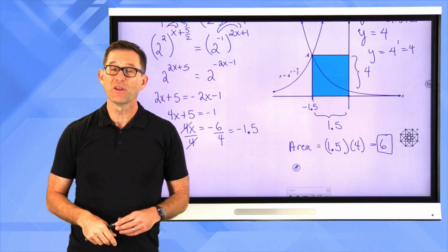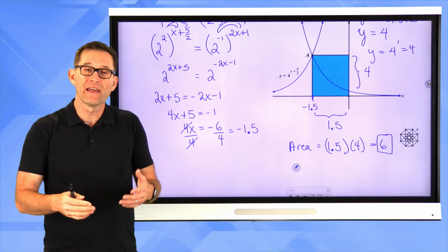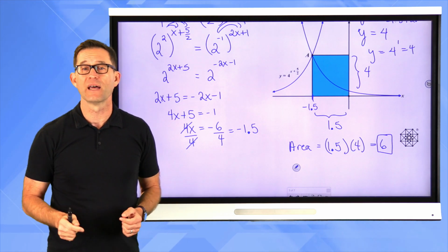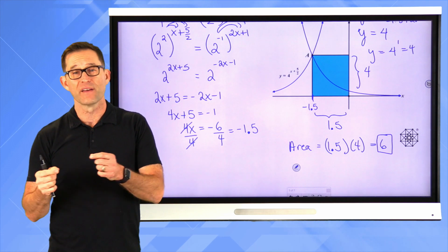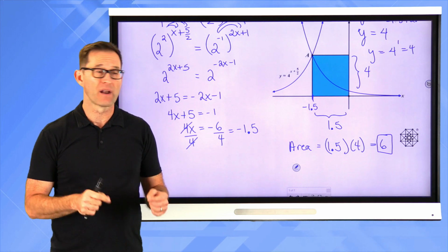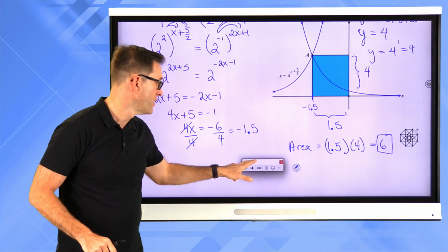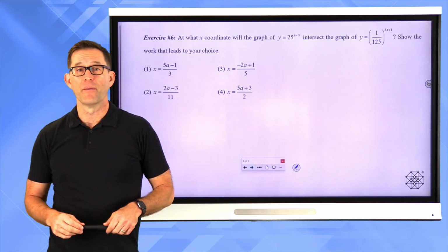All right, so a little bit tricky, a little bit lengthy because you're doing a lot of different steps in order to get the coordinates of A. Well, that will then allow you to figure out that area. Let's take a look at one last problem.